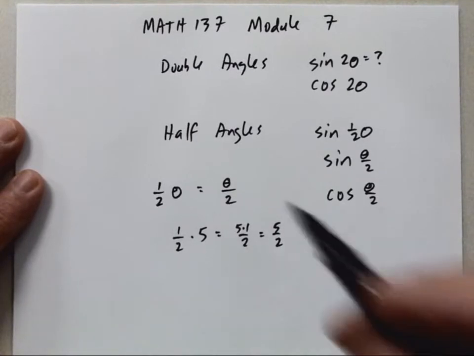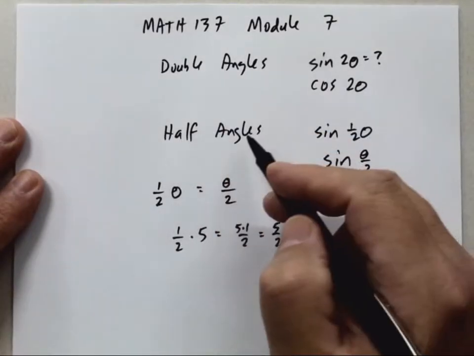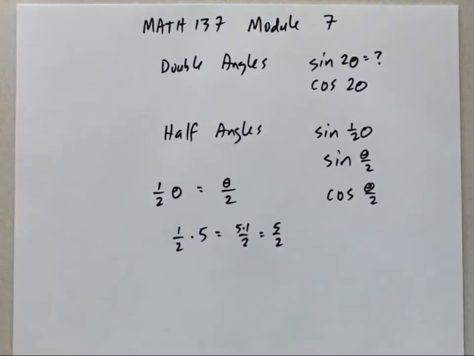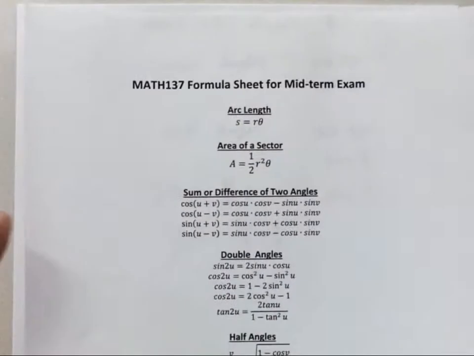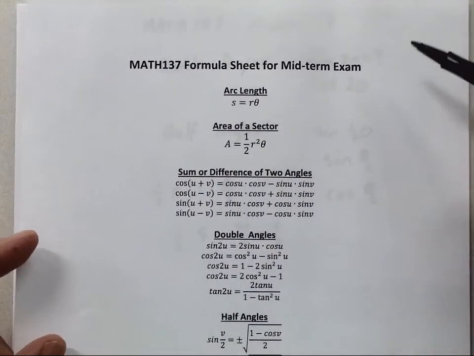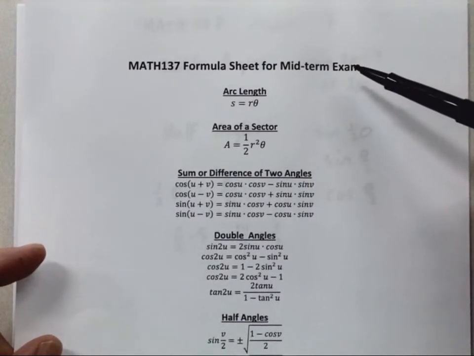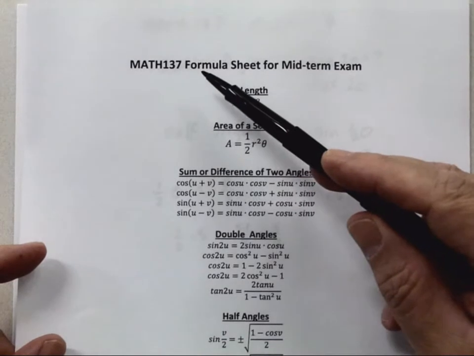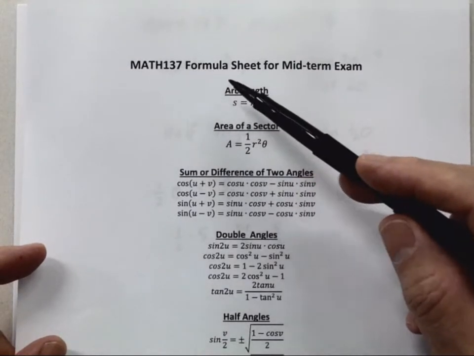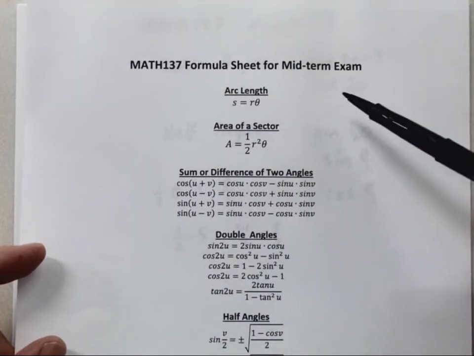Now, when we're looking at double angles and half angles, there are a bunch of formulas, a bunch of equations, just like we saw with the sum and difference of two angles. As a matter of fact, I brought with me the actual formula sheet that you'll be given, that you have access to for the midterm exam. You see this is labeled Math 137 Formula Sheet for midterm exams. You'll be given this formula sheet.